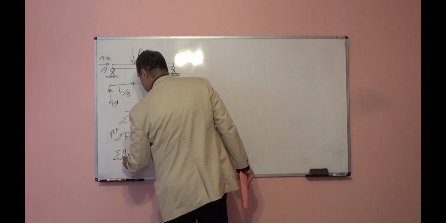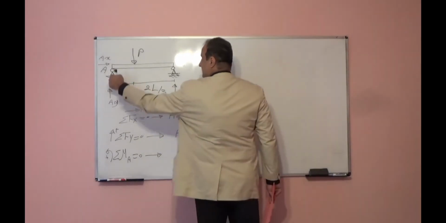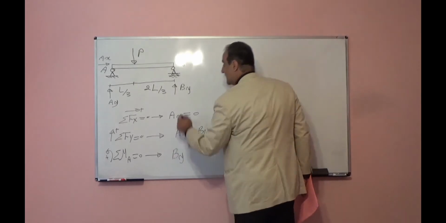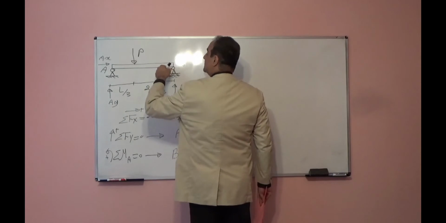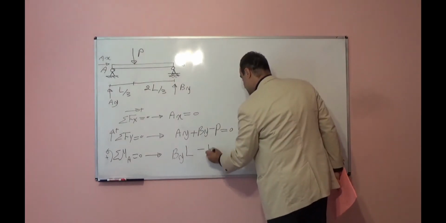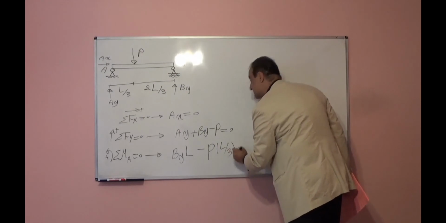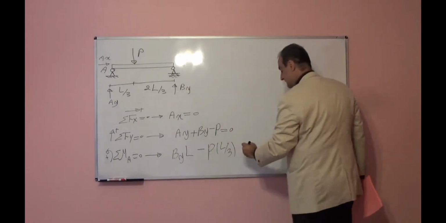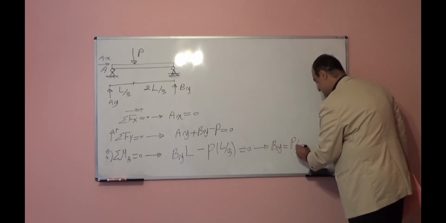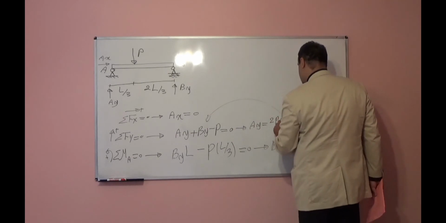And summation of moment respect to one point, for example point A, is equal to 0. So AX and AY both, they will pass through point A, so they will not create any moment respect to point A. BY times distance perpendicular to the BY direction, it wants to rotate this beam respect to point A counterclockwise, so it is positive BY times L minus external load P times the distance respect to point A, L over 3. It wants to rotate this beam respect to point A clockwise, so negative is equal to 0. From here, BY will be equal to P over 3. And if we plug BY here, from this equation, I can find AY is equal to 2P over 3.